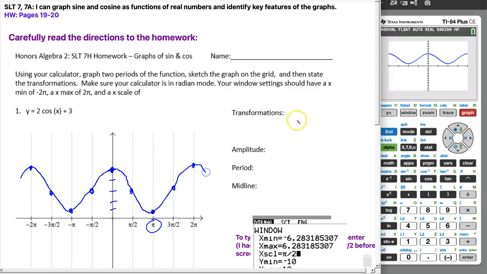So, transformations, I have a vertical dilation of 2. And it also goes up 3. The amplitude is 2, the period is 2 pi, and the midline is y equals 3. And that's pretty much how you're going to do pages 19 and 20.